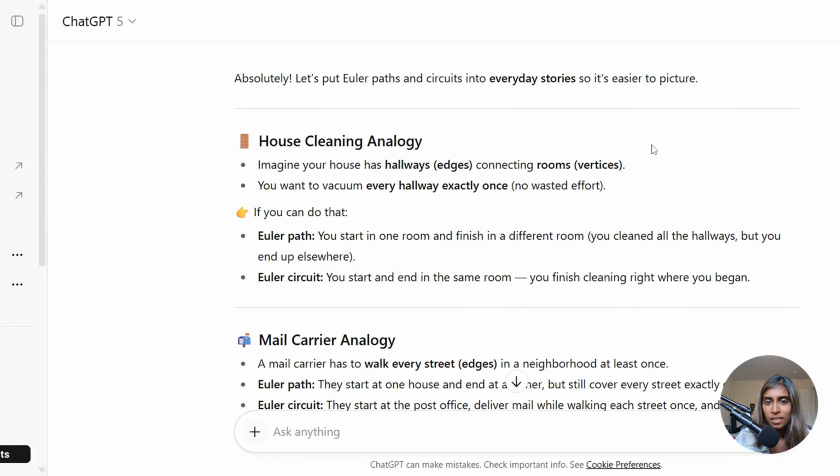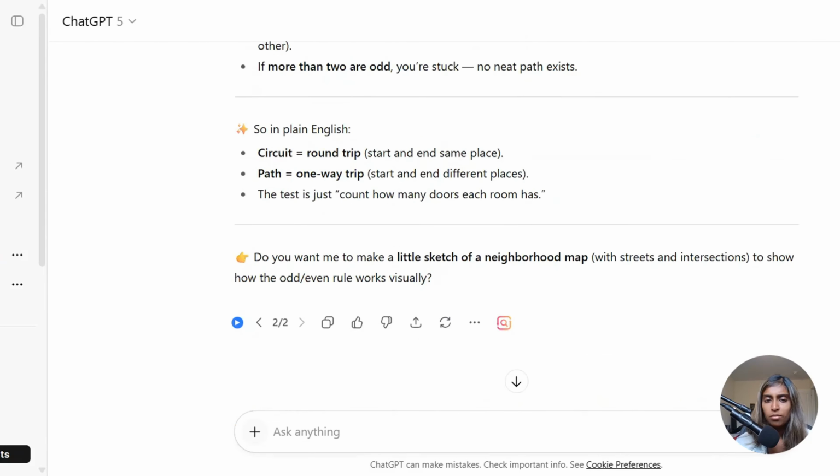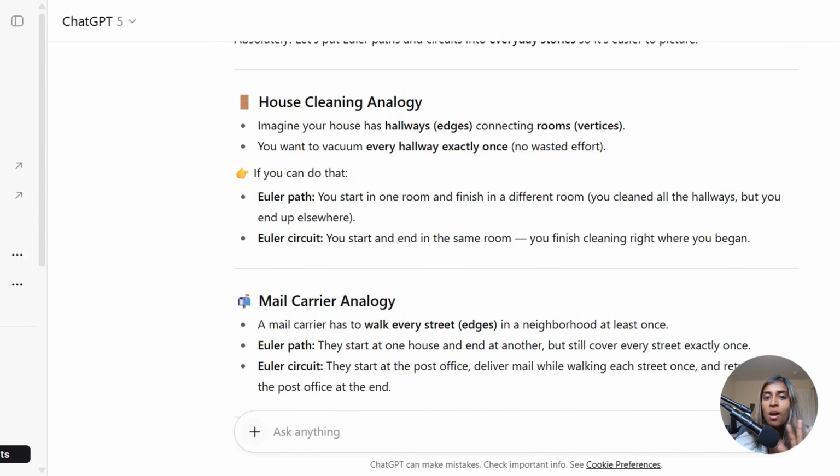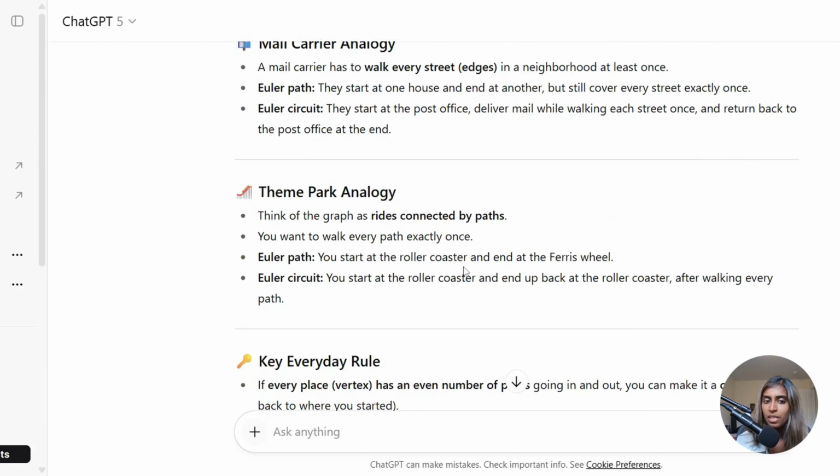Great. So, a house cleaning analogy. Imagine your house's hallways are edges and the connecting rooms are vertices. You want to vacuum every hallway exactly once, so no wasted effort. You can start in one room and finish in a different room. You clean all the hallways, but you end up elsewhere. That's the path. Or the circuit: you start and end in the same room, finishing right where you began. It actually gave us multiple analogies, and I think I would understand much better using those than just edges and vertices. So that makes sense to me.